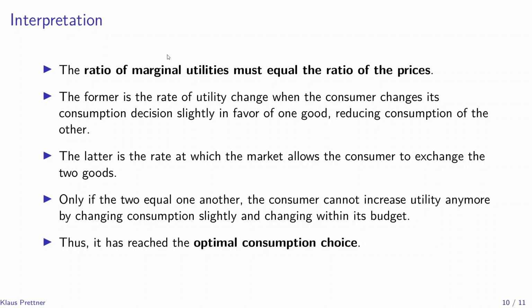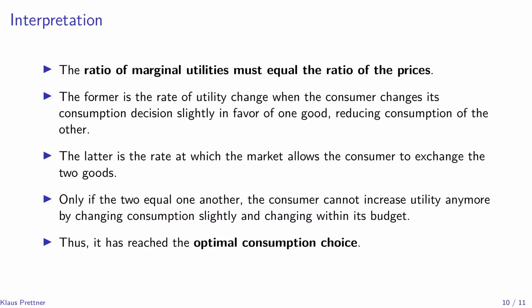Now, since the intuitive interpretation is so important here, I reiterate it. At the optimum, it must hold that the ratio at which the market allows us to exchange the two goods, which is the price ratio, must be the same as the ratio that we want to substitute these two goods according to our preferences. So if we have an interior solution where we consume both goods, we would adjust consumption so long until our marginal rate of substitution is equal to the price ratio.